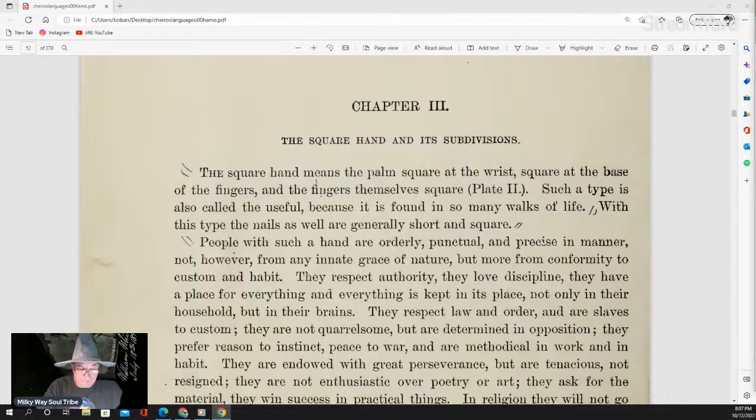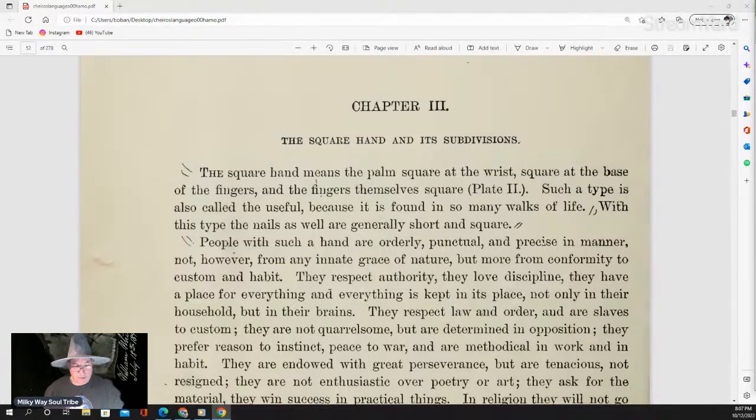So this square hand means the palm square at the wrist, square at the base of the fingers, and the fingers themselves square. Such a type is called the useful. Yeah, it is called the useful. This is the subdivisions of the hand.